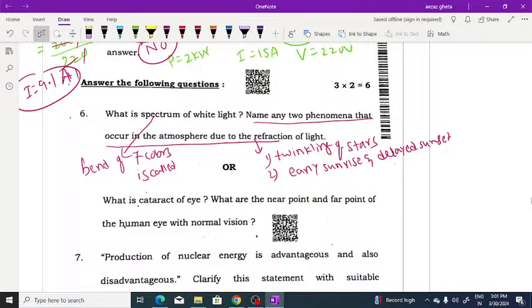What is cataract of eye? The eye lens becomes milky and cloudy, so the image is blurred. Correct? What is near point of eye? Near point of the eye is 25 centimeter, and far point of the eye is infinity. Understood?